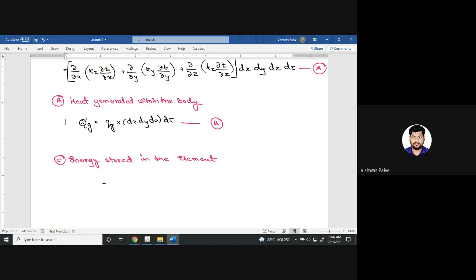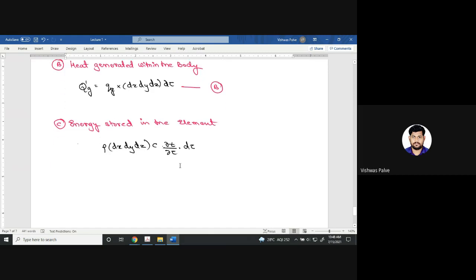So for that, density into dx, dy, dz. Okay, so rho into V, mc, right? That we are going to write the expression, which is mass of the body into specific heat into rise in the temperature. So this is nothing but mass of the body. If I want, it will be density into volume. So that will give you the mass of the body into specific heat C into dou T by dou tau into d tau.